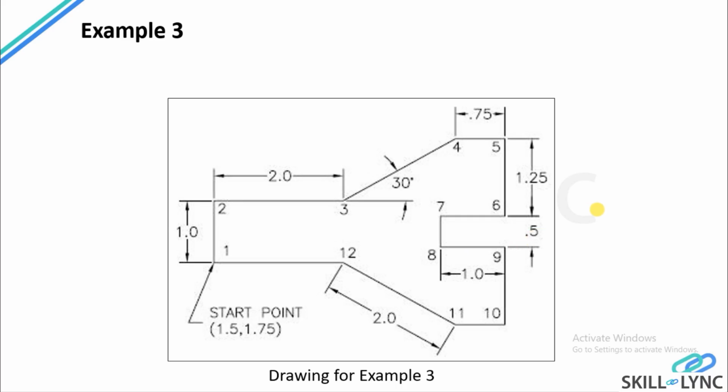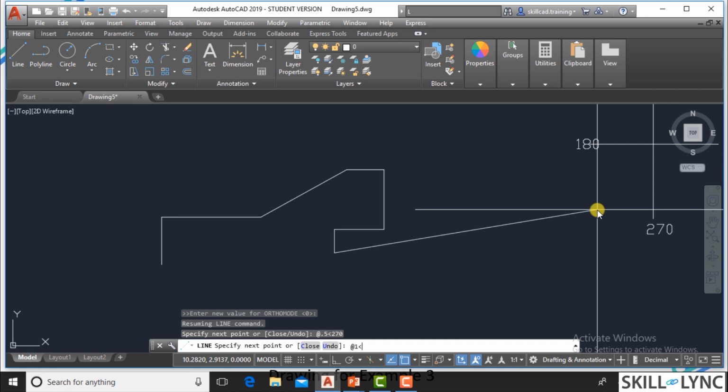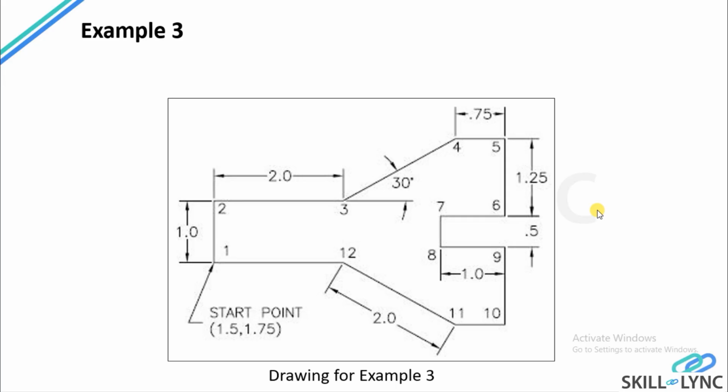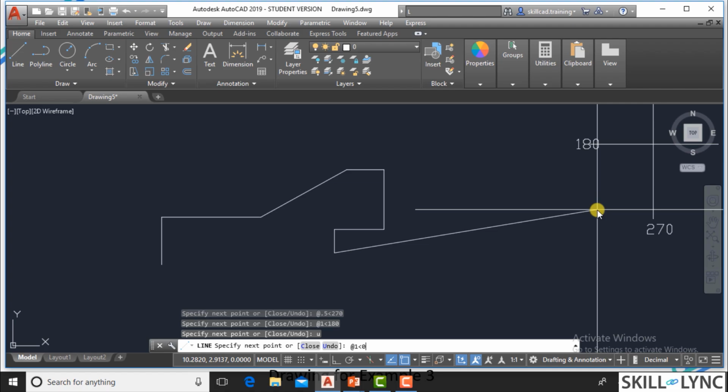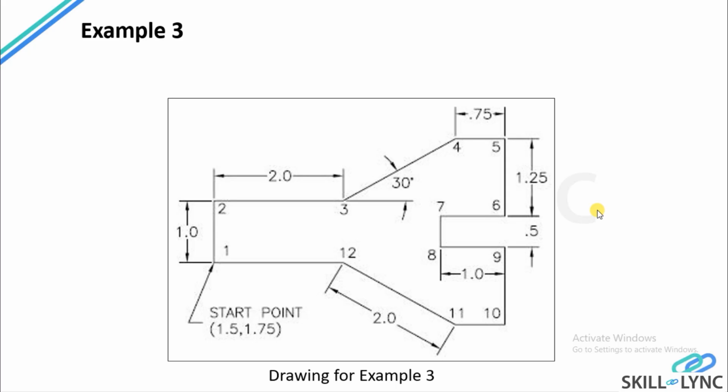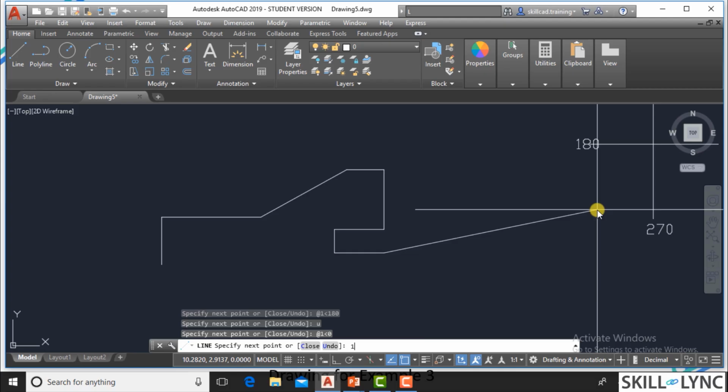Now you have a length of 1 unit at an angle of 180 degrees. So, now it is a mistake here. You can do an undo because you're not out of the command. So it is @1<0, 1 unit at an angle of 0 degrees. Now you come down, it is @1.25. So you have to put, very important, @1.25<270, right?